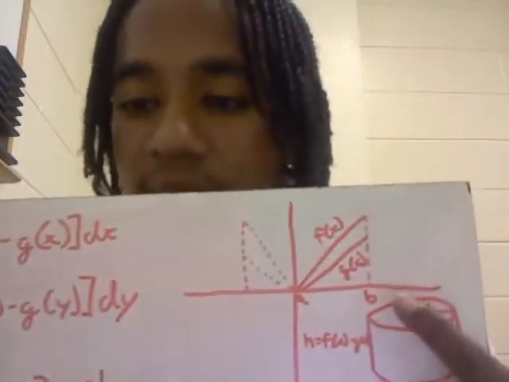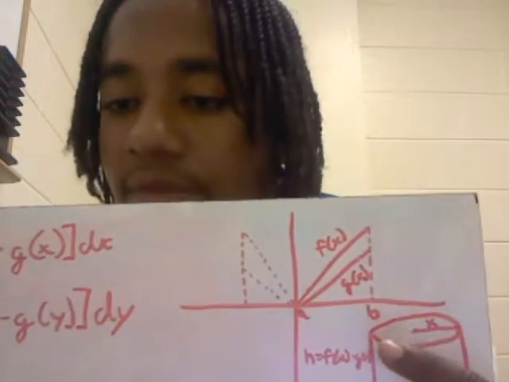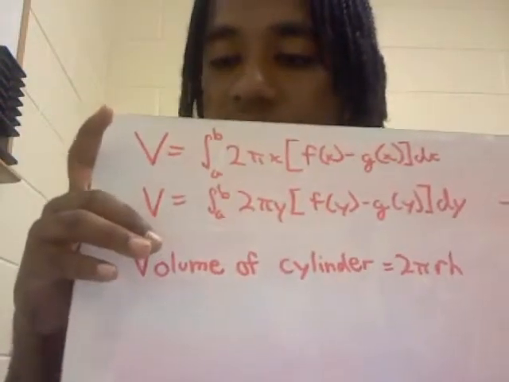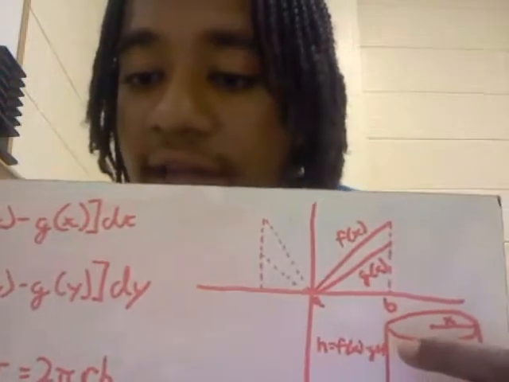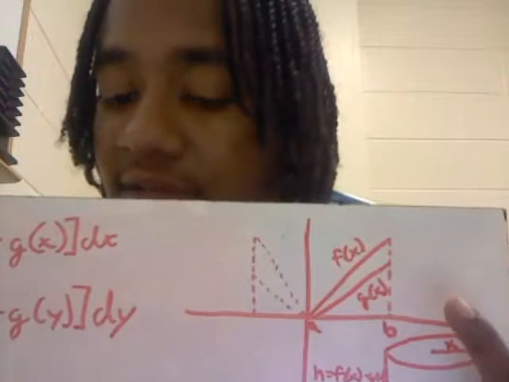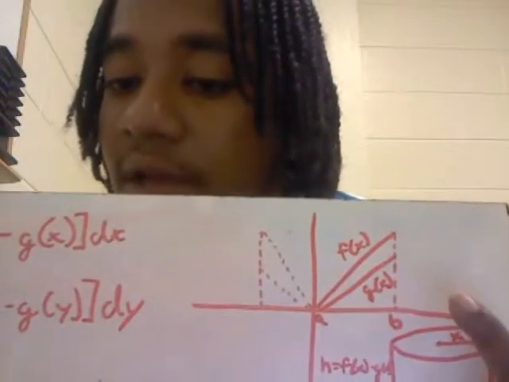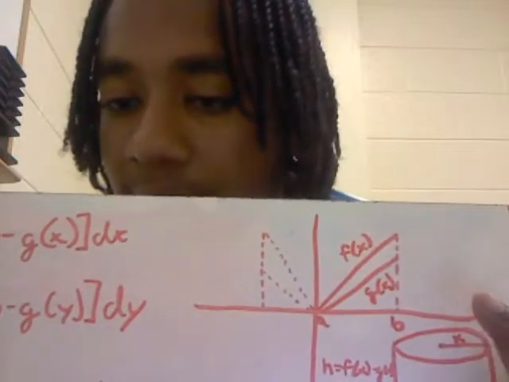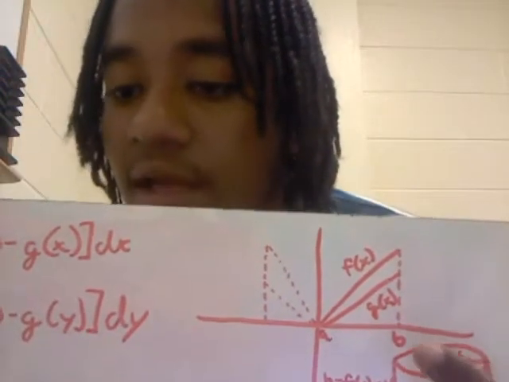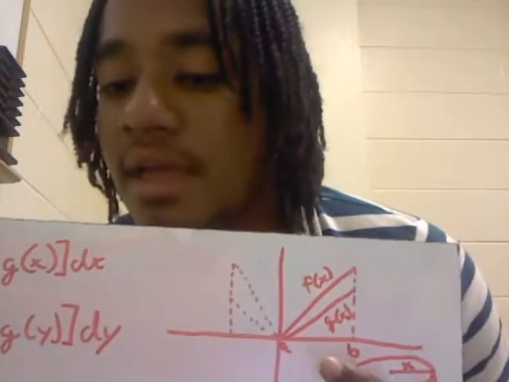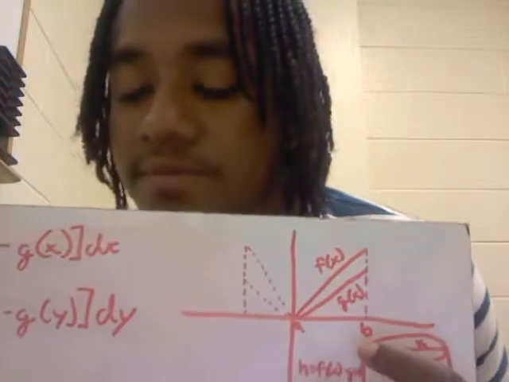So right here, you will see that the radius is going to be x, and the height will be f of x minus g of x. The f of x is chosen because it is the top minus the bottom. The f of x is the top, the g of x is the bottom. And as you can see here, the function is from a to b on a closed interval.